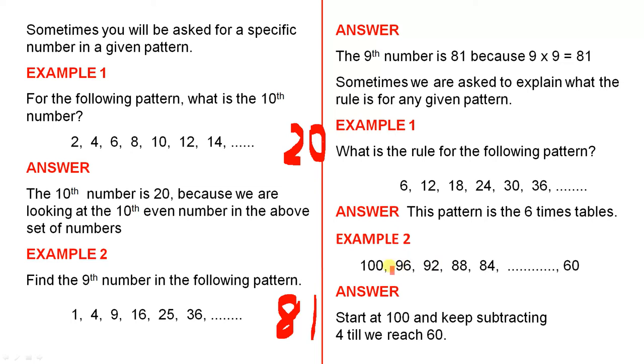Example 2, 100, 96, 92, 88, 84, and we stop at 60. Start at 100 and keep subtracting 4 till we reach 60. So that's the rule. So with number patterns there can be many different types of questions. All you have to do is read the question carefully and answer it accordingly.